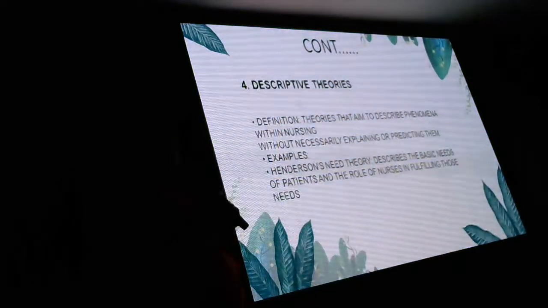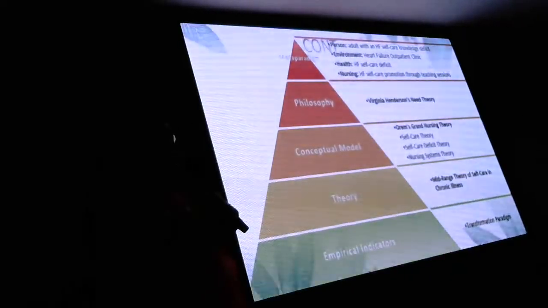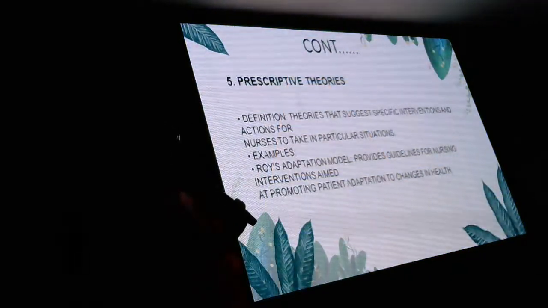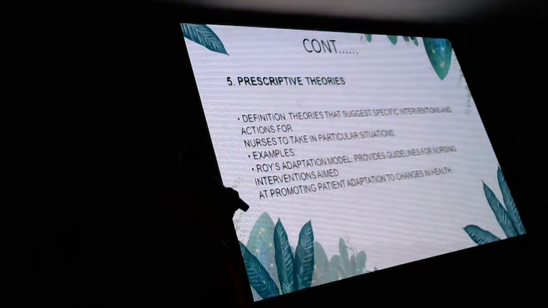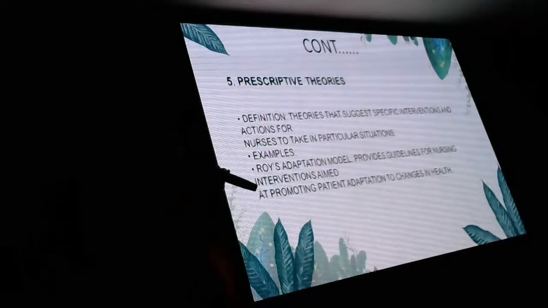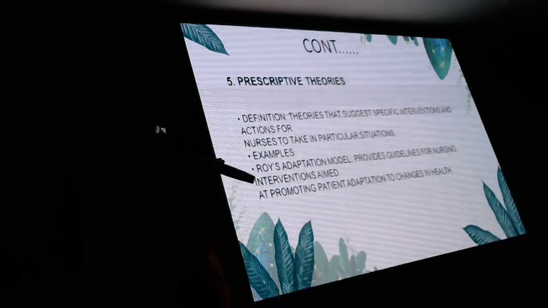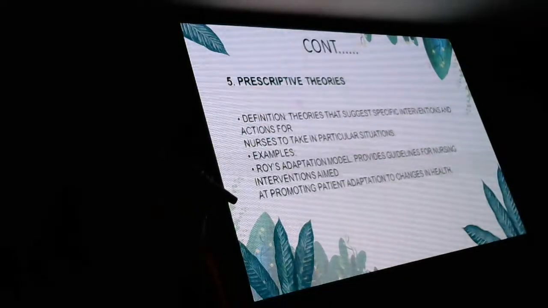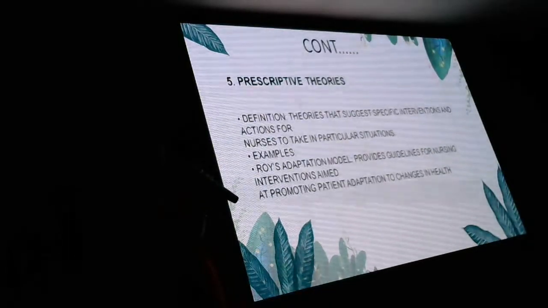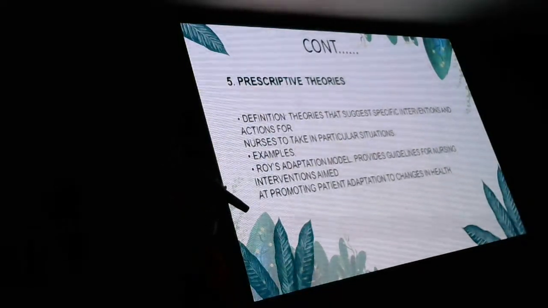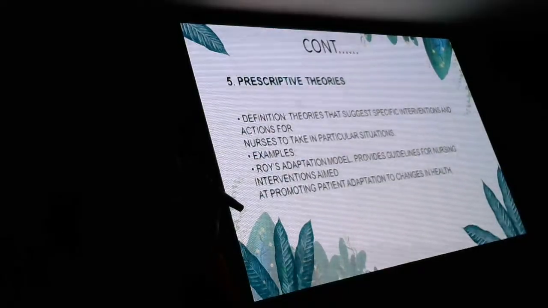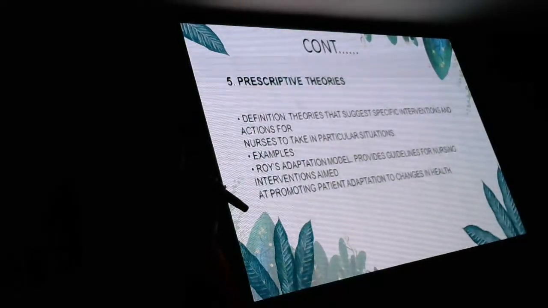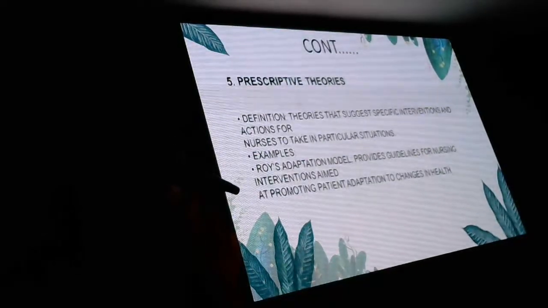Next. Prescriptive theories are theories that suggest specific interventions and actions for nurses to take in particular situations. For example, Roy's adaptation model provides guidelines for nursing interventions and for promoting the patient's adaptation to changes in health.